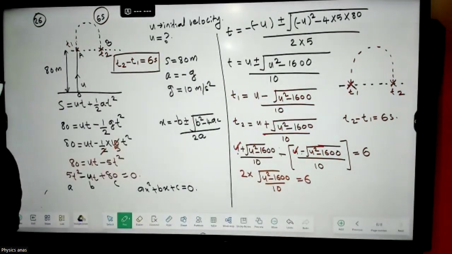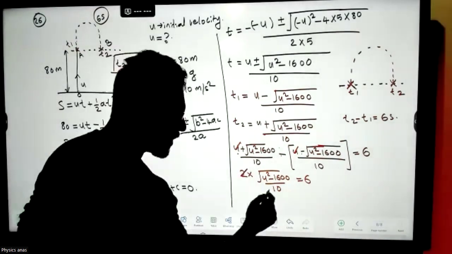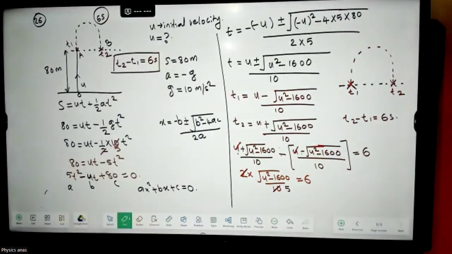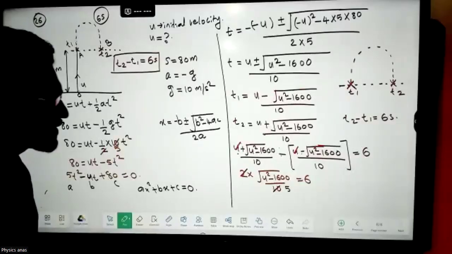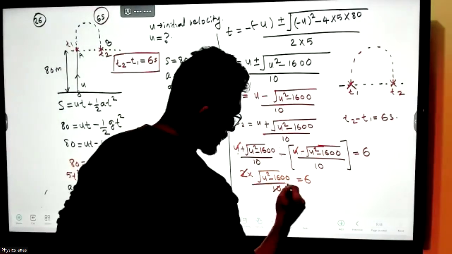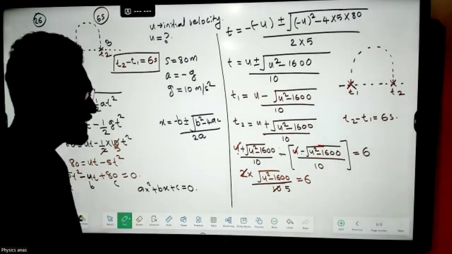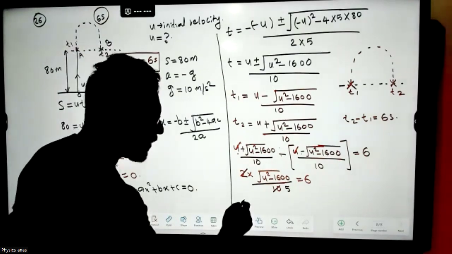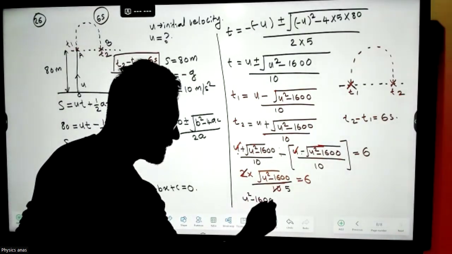Did you understand that? And what will happen to this 2 and 10? That will be just 5, because this root is not for 10. Right? Okay. So you have 5 here. What is root of U square minus 1600?